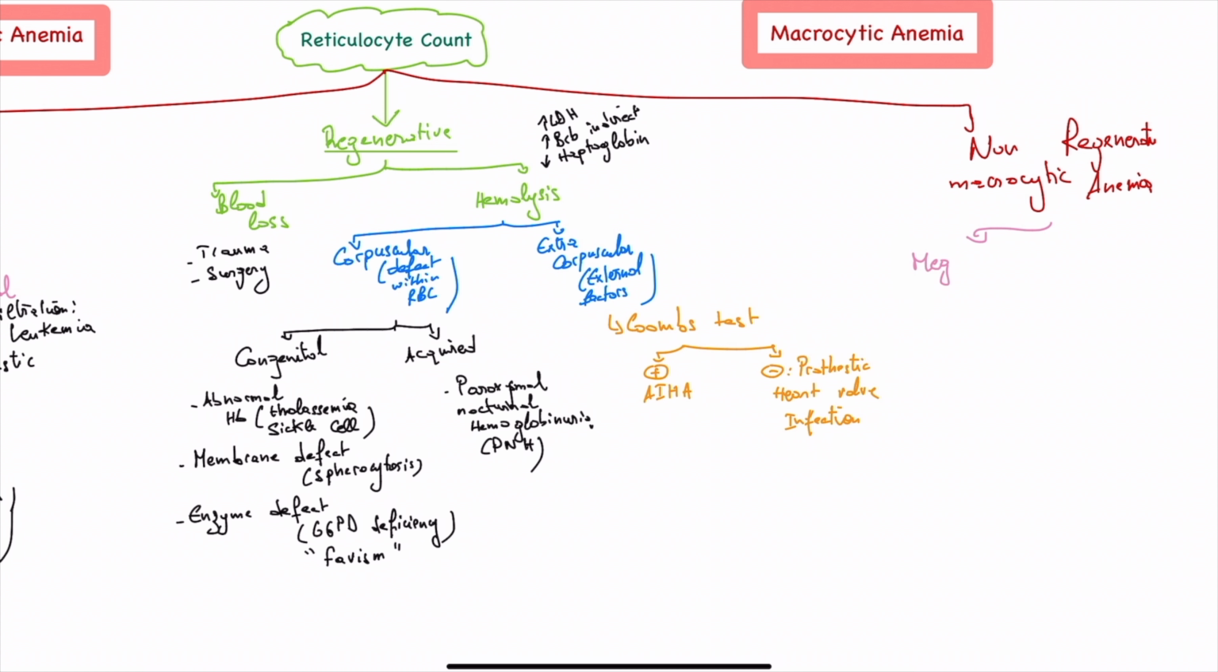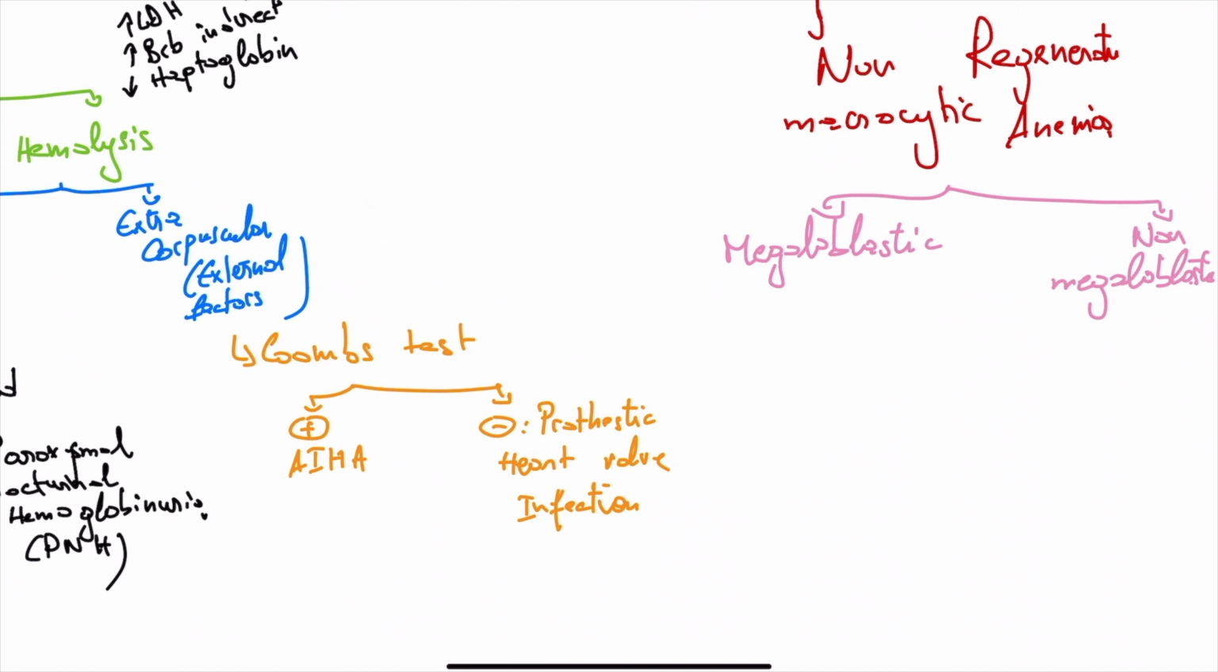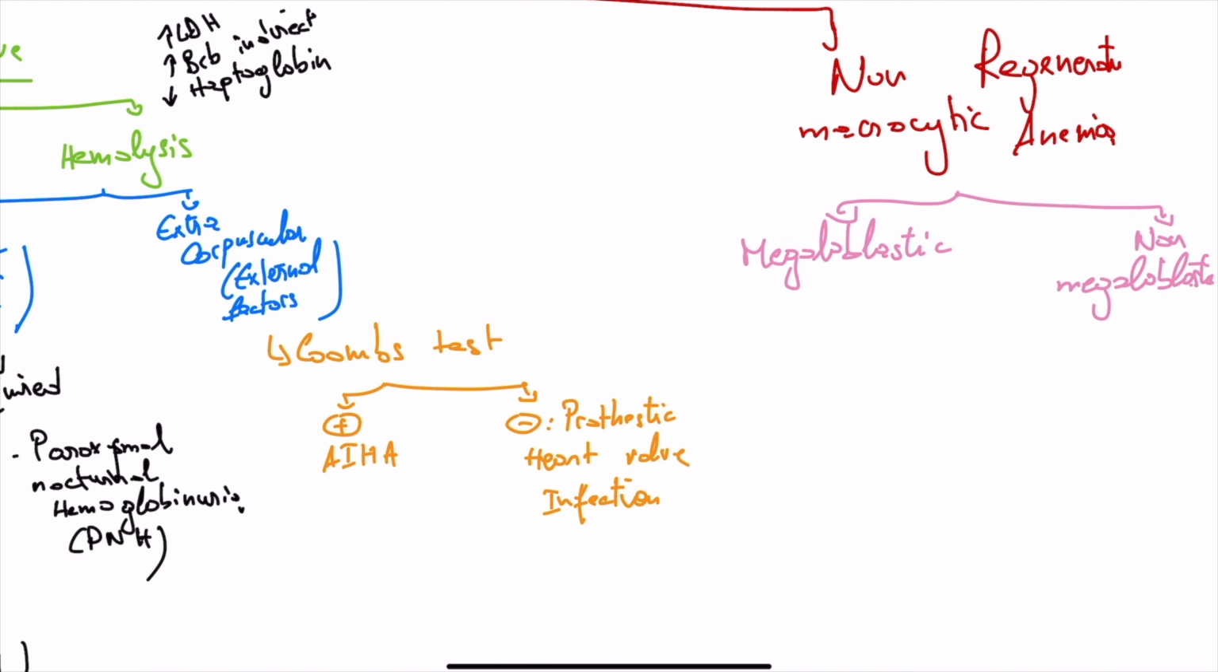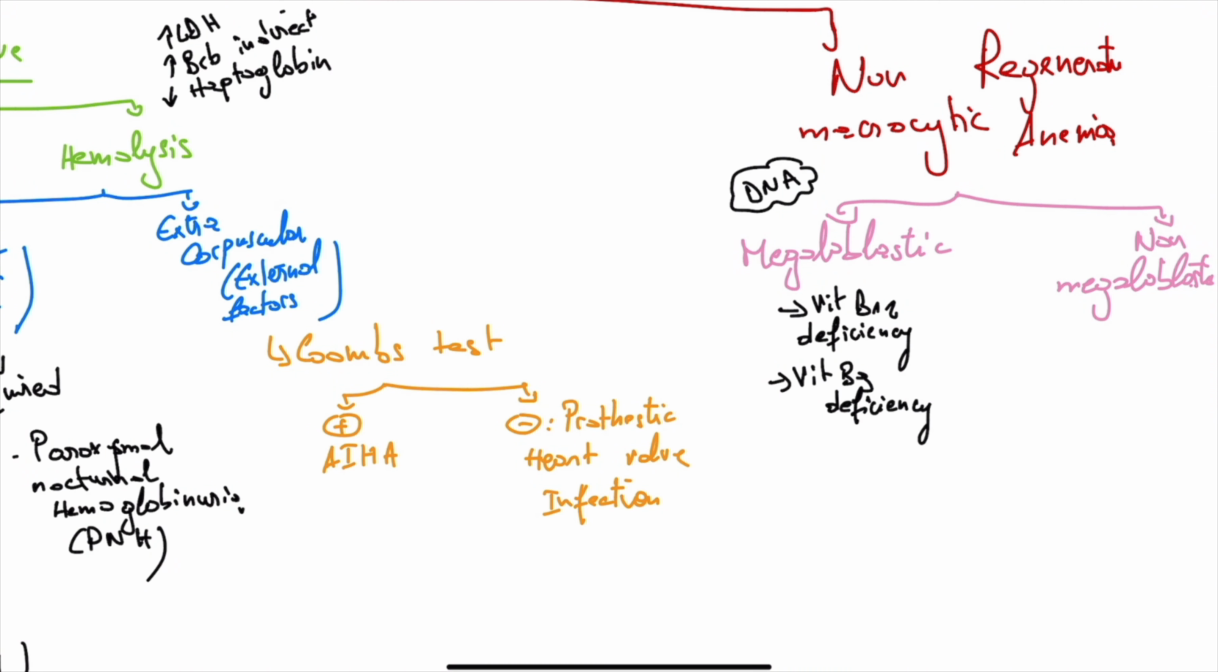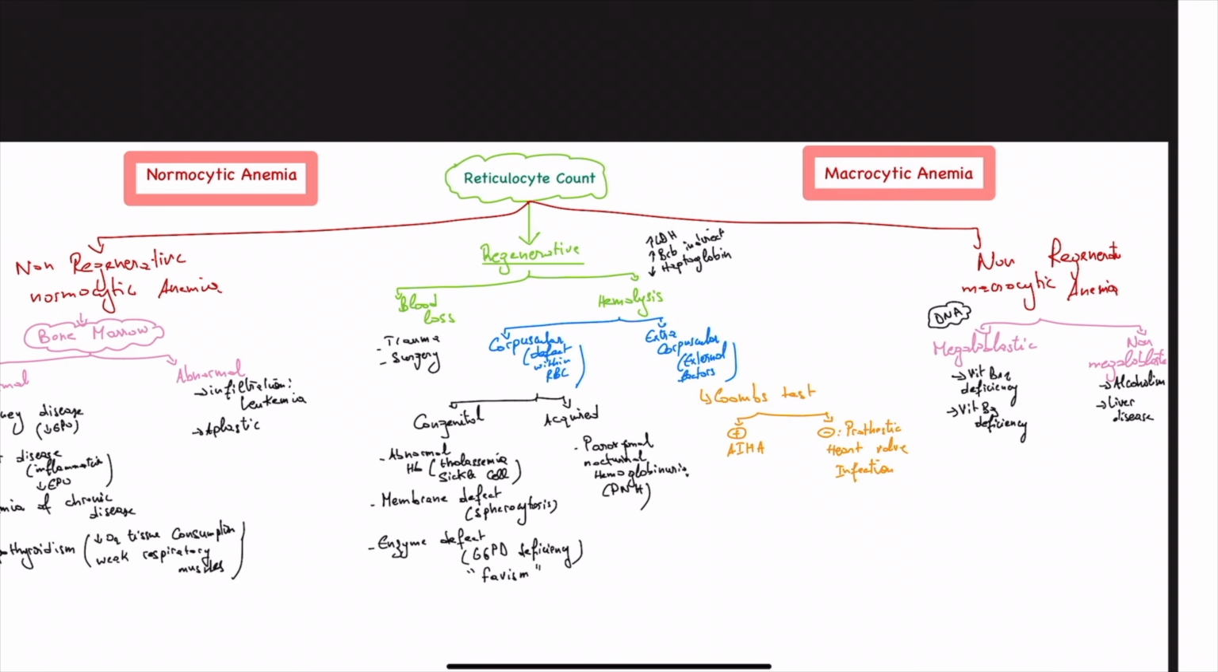Non-regenerative macrocytic anemia could either be megaloblastic or non-megaloblastic. In megaloblastic anemia, we have an abnormally large red blood cell from impaired DNA synthesis due to vitamin B12 deficiency or B9 deficiency. In non-megaloblastic, we have large red blood cells from other conditions such as alcoholism, direct toxicity on the bone marrow or low vitamins causing megaloblastic, or liver disease from defects in membrane structure.